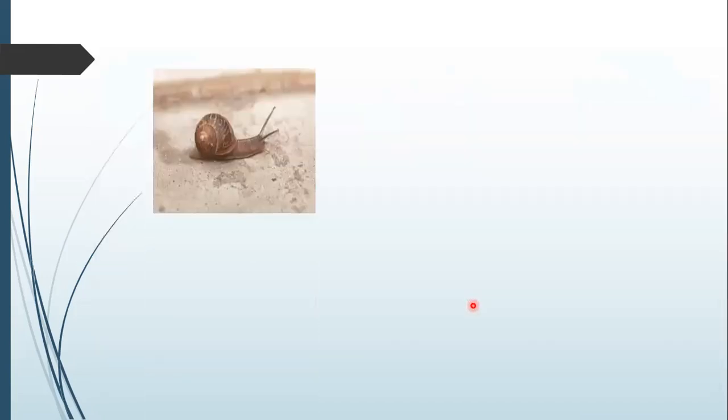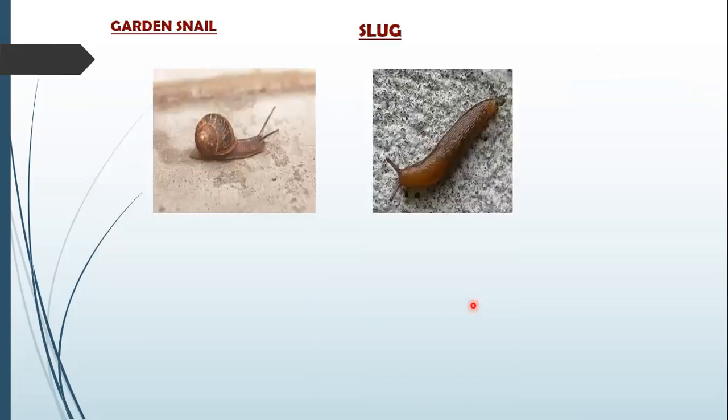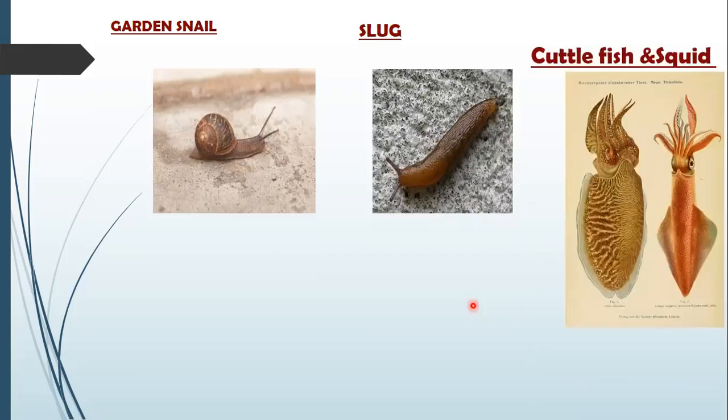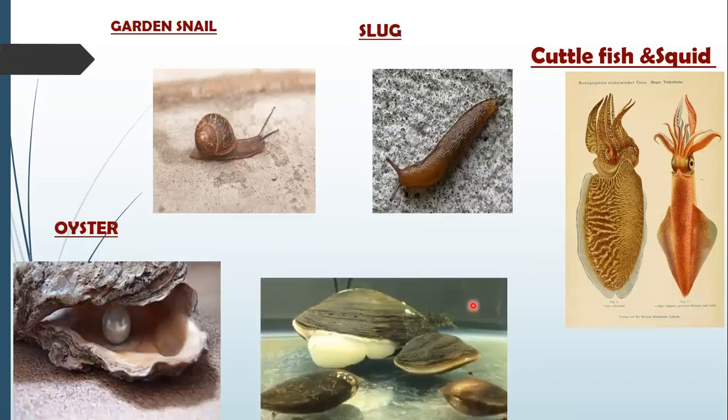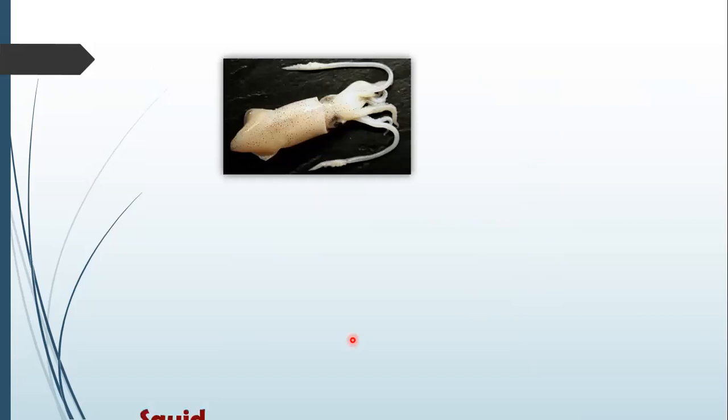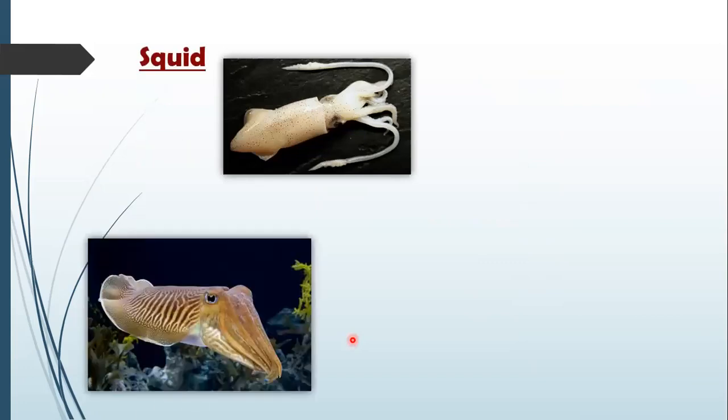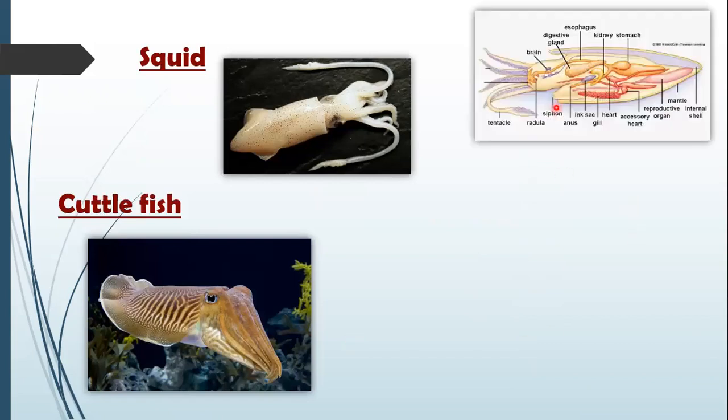Then this is a snail. Some common examples: snail. This is a garden snail. This is the slug, then the first one is cuttlefish, and then squid. Then this is pearl oyster and freshwater mussel. You can see the ventral muscular foot in that example as well. Okay, then this is once again the cuttlefish. Sorry, this is squid, and this is cuttlefish, and this is the internal structure of the squid.